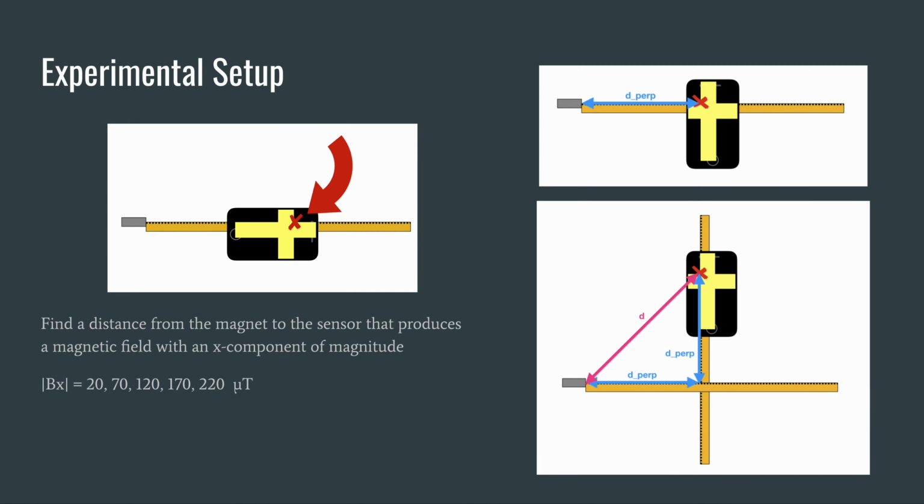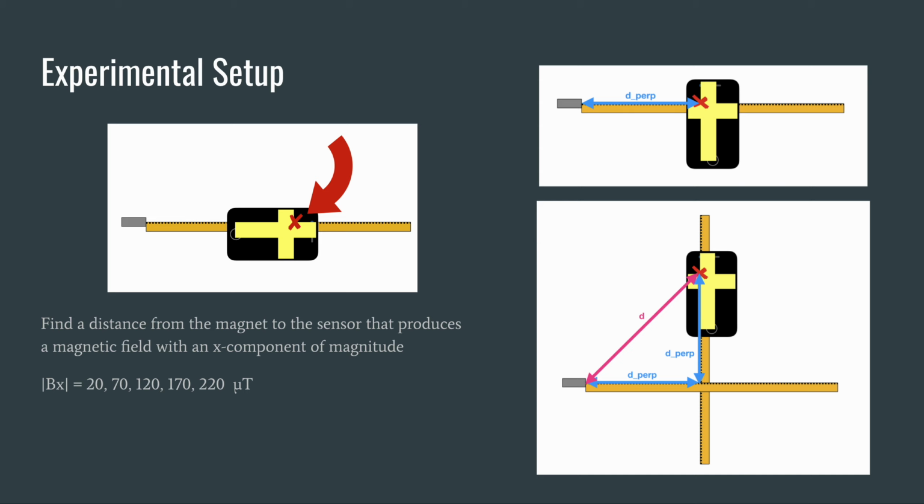So for the experimental setup, basically the goal was to find a distance from the magnet to a sensor that produced a magnetic field with an X component of various magnitudes ranging from 20 microtesla to 220 microtesla. And that is for the on axis.